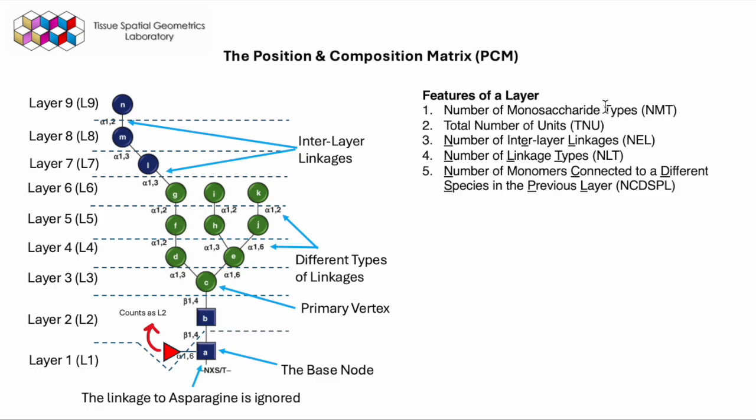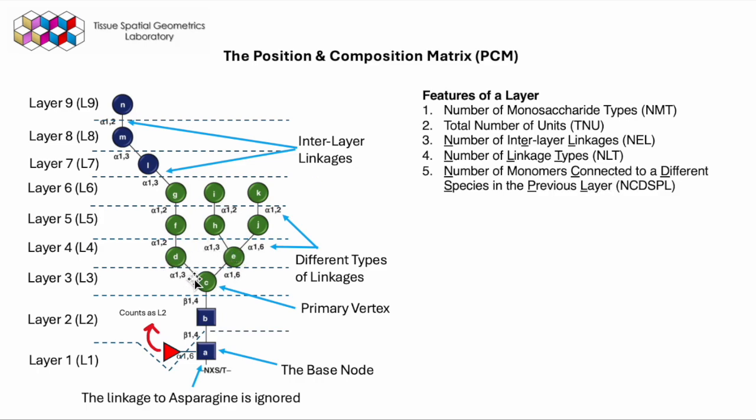First is the number of monosaccharide types in that layer. Second is the total number of units regardless of type. Third is the number of interlayer linkages, that is, these lines crossing the dotted line. And fourth is the number of linkage types, because there are unique types of bonds between these monosaccharides. And number 5 is the number of monosaccharides connected to a different species in the previous layer.